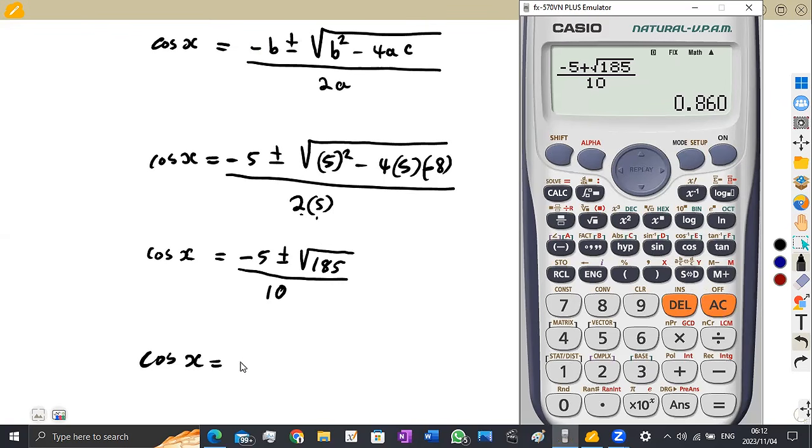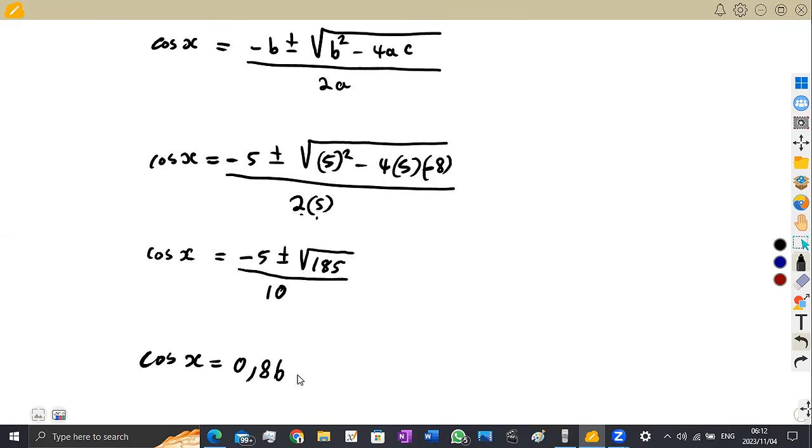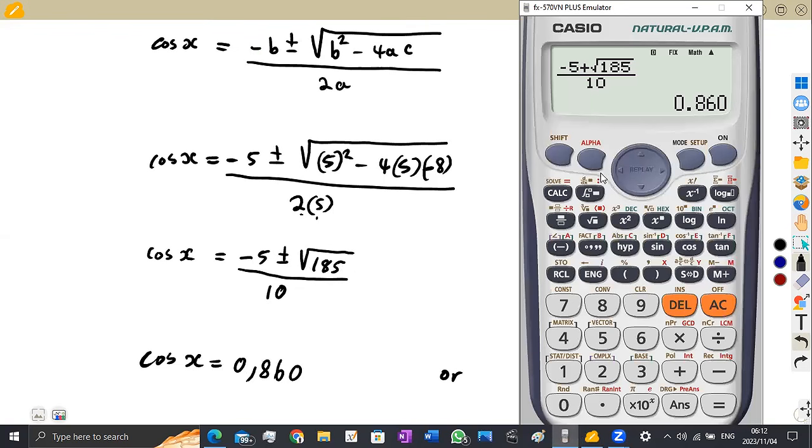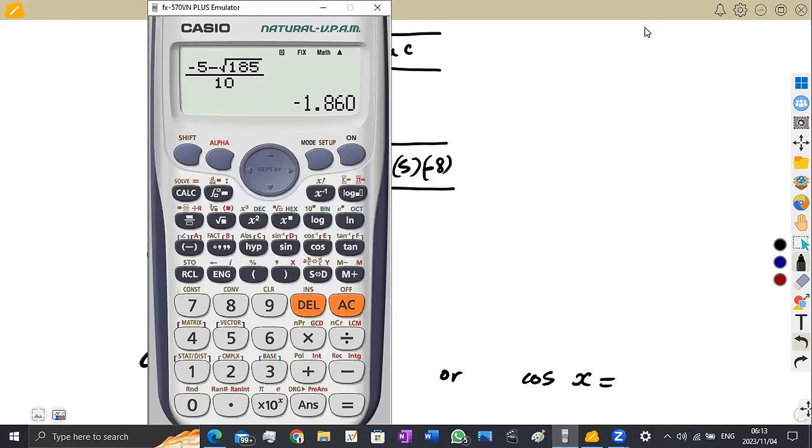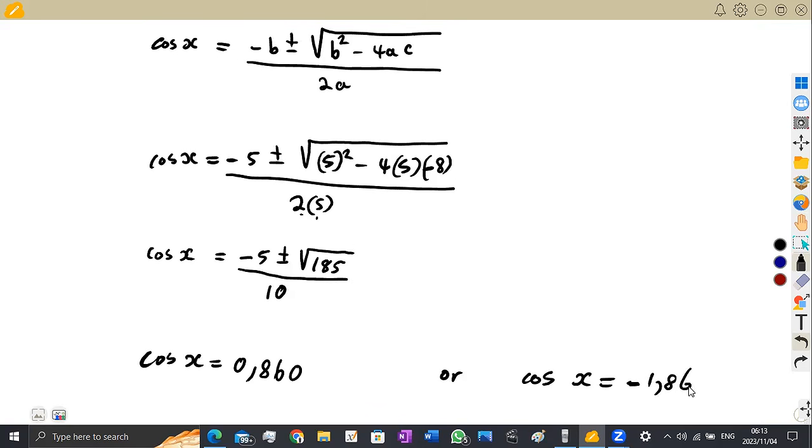0.860. So meaning to say I've got a 0.860 there. Or you're going to have another cosine of x being equal to, we just have to put a negative this time. So just going to have to put a negative here. Delete this and put a negative there. That will be to 3 decimal places. Already this one is given to 3 decimal places. Negative 0.860, like that.